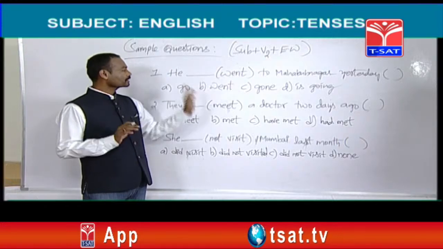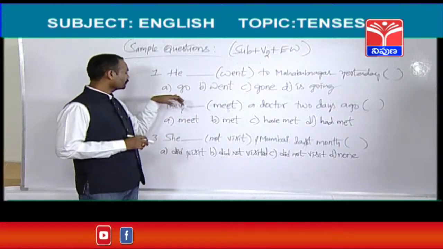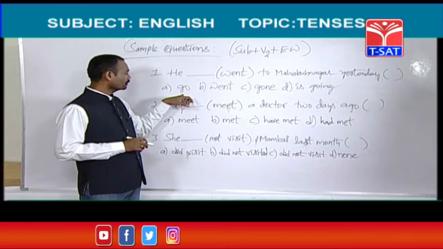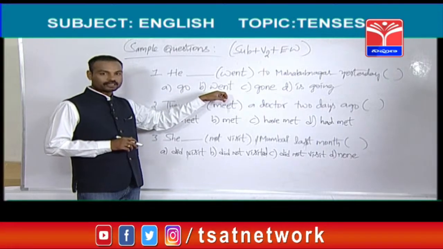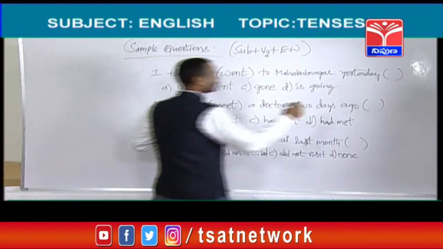They have given the correct verb only. So we should find where it is. A, it is wrong. So went. So this is the right answer. So B is the answer. B.